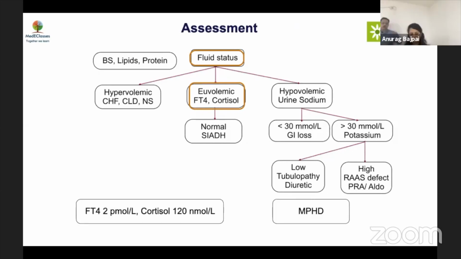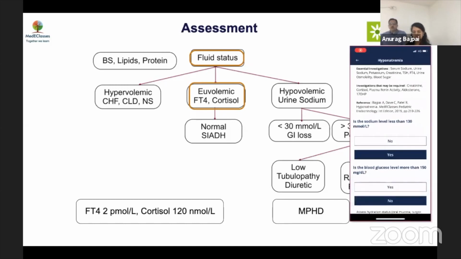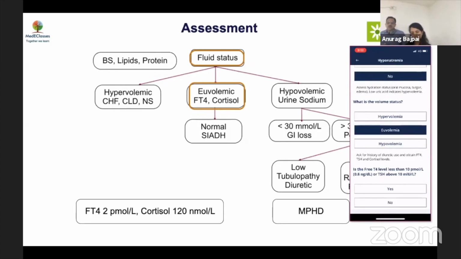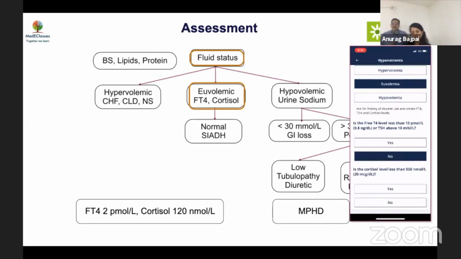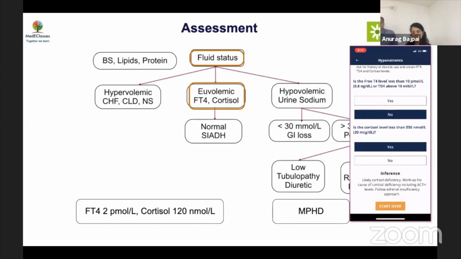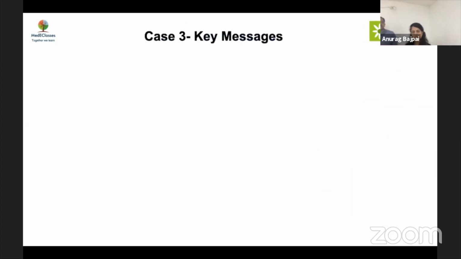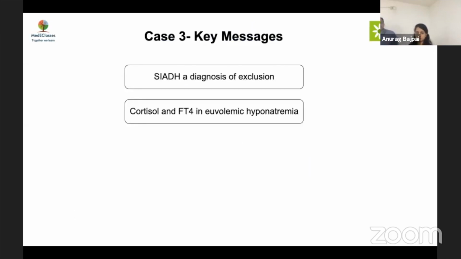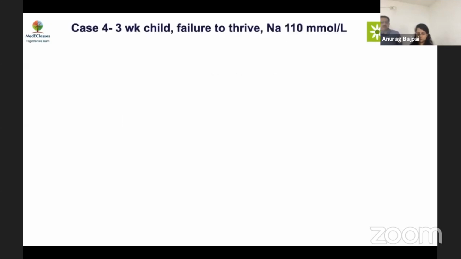So the FT4 was low and the cortisol was also low. So this was now suggestive of MPHD in that situation. I think your point is very valid, Dr. Chetan, that SIADH is a diagnosis of exclusion. Let's not rush in terms of diagnosis. If we look into our own algorithms or our approach pathways, we'll really ask about cortisol or thyroid level in this setting before we label somebody as SIADH. So the key message here is that SIADH is a diagnosis of exclusion. Cortisol and FT4 are essential in euvolemic hyponatremia.